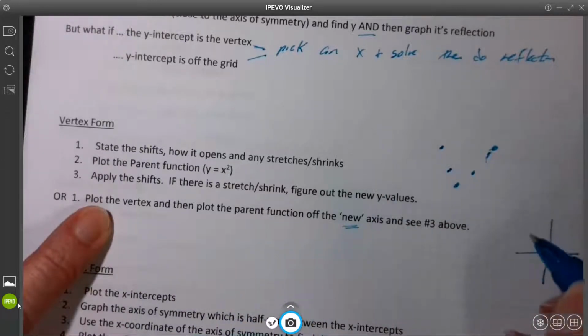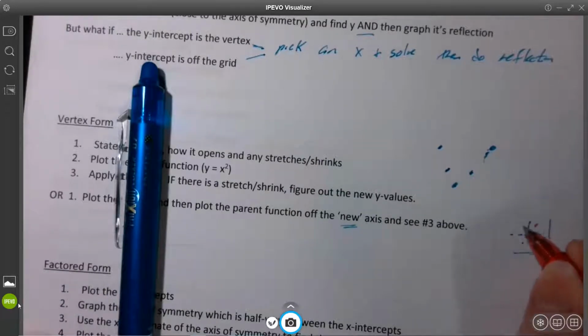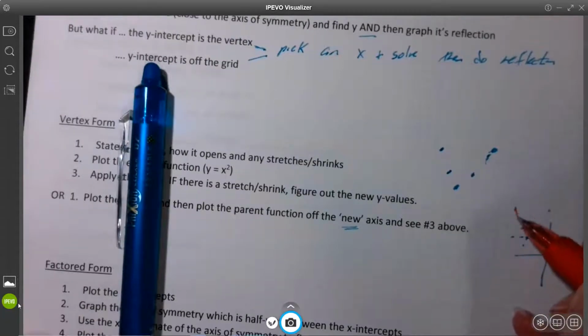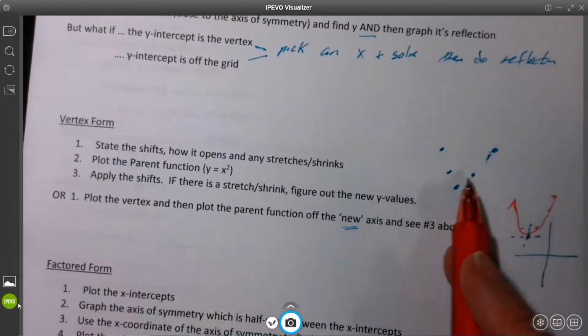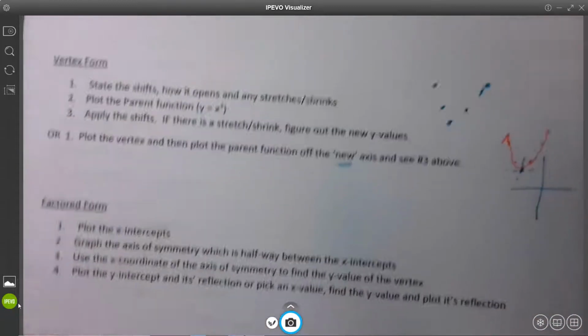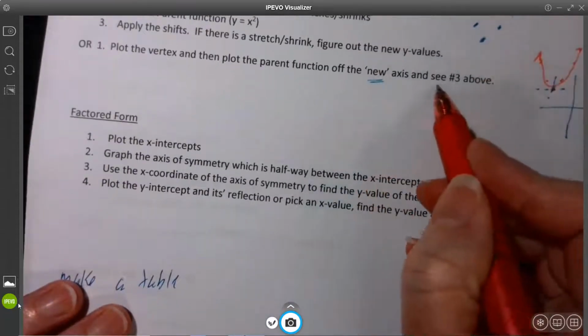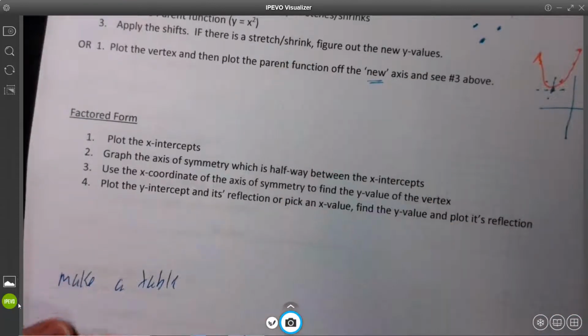So if my vertex is up here, I can make a new axis over here, and then I can plot the vertex. I can plot the parent function right here: (0, 0), (1, 1), (2, 4), (2, 4). And we can graph it right there. So we have two options. Plot the parent function, use the shifts, or shift it first and then do the parent function. Again, stretches and shrinks, we're going to look at some more of those. So there's two options there. New axis, and this above is talking about the stretches and shrinks.